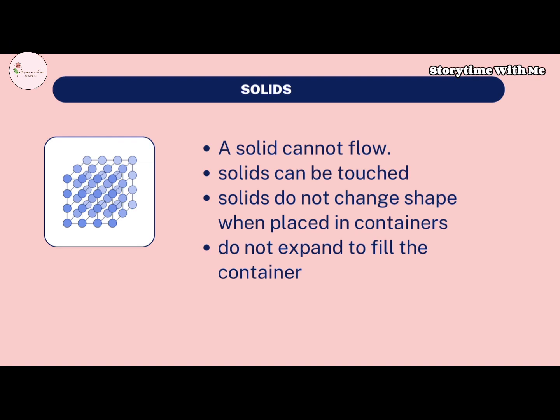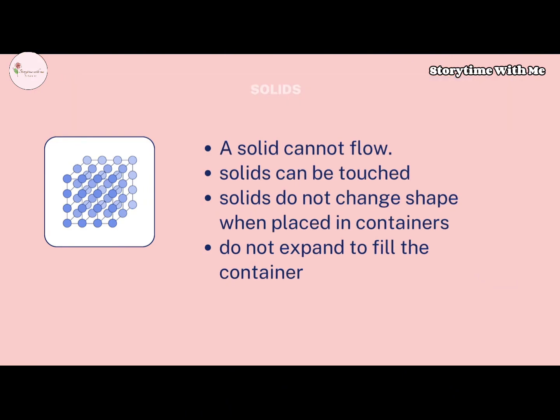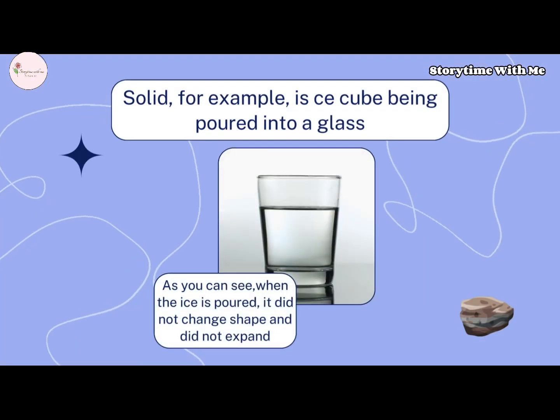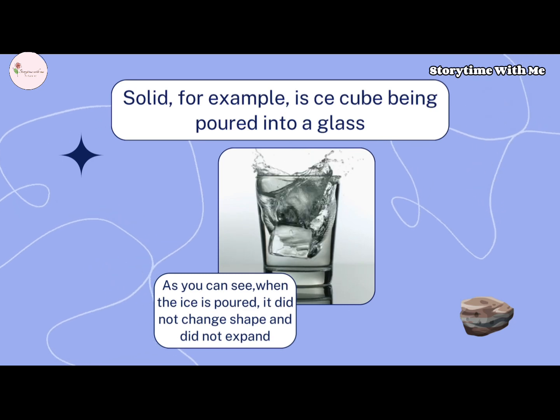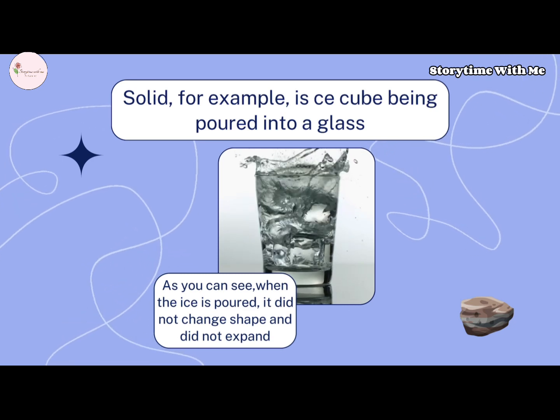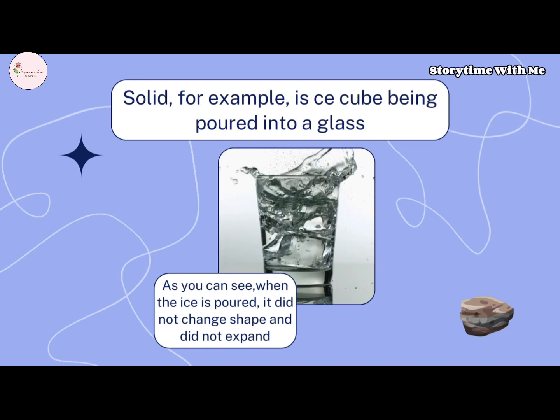A solid cannot float. A solid cannot be touched, and solids do not change shape when placed into containers. They do not expand to fill the container. Solid, for example, is an ice cube being poured into a glass. As you can see in the video, when the ice is poured, it did not change shape and did not expand.